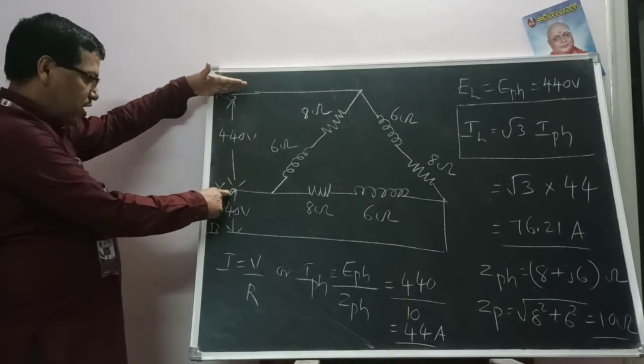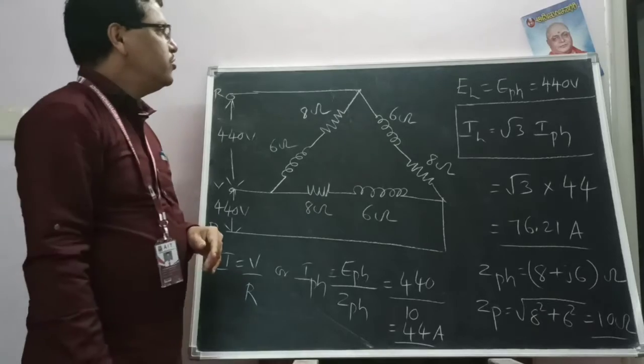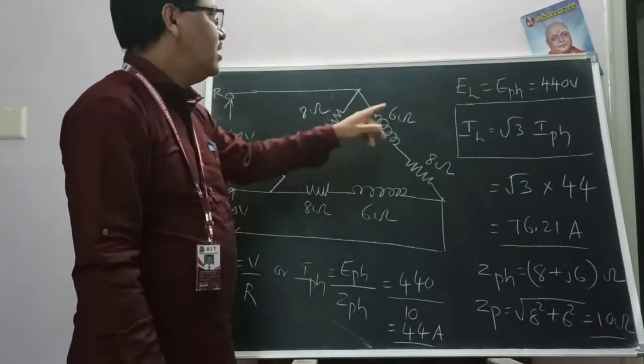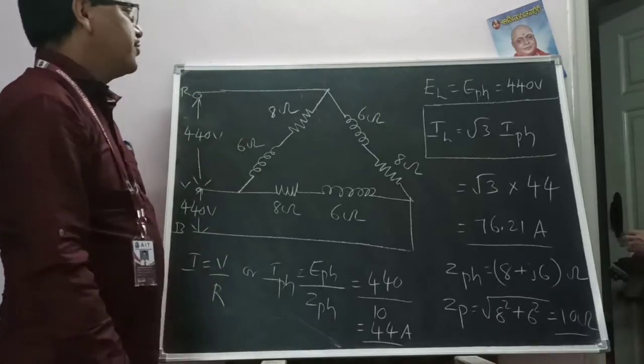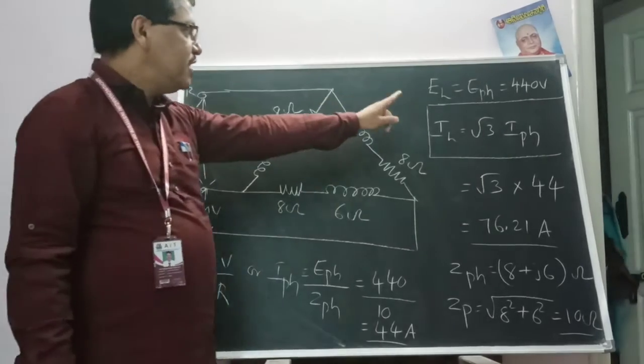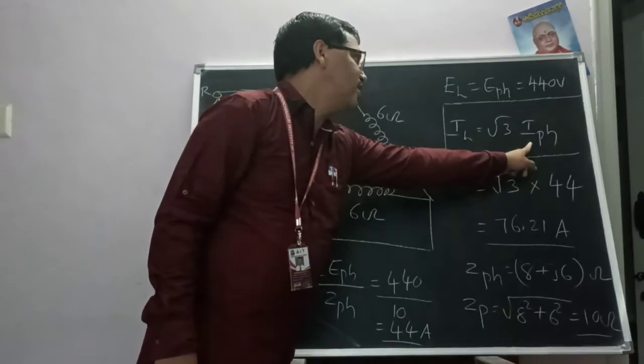440 volts is the line voltage, here also 440 volts. As usual, in the case of delta, line voltage is equal to phase voltage, so the answer is 440 volts. And we also need to calculate the line current. Line current is equal to root 3 into phase current. How do we calculate this phase current?